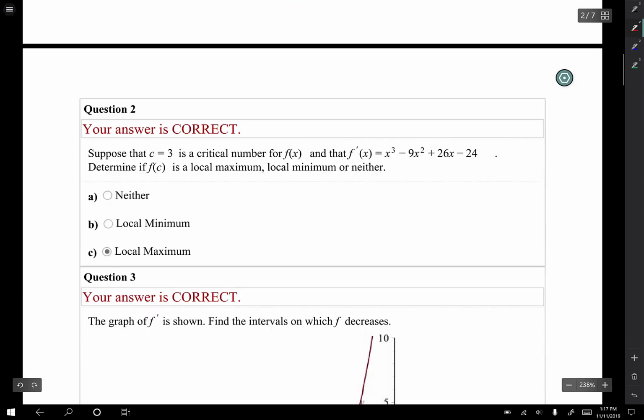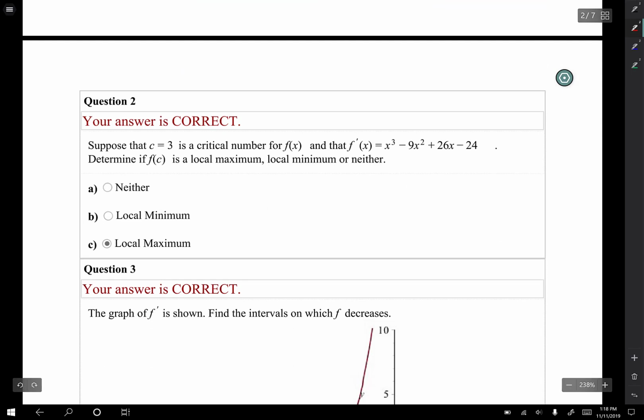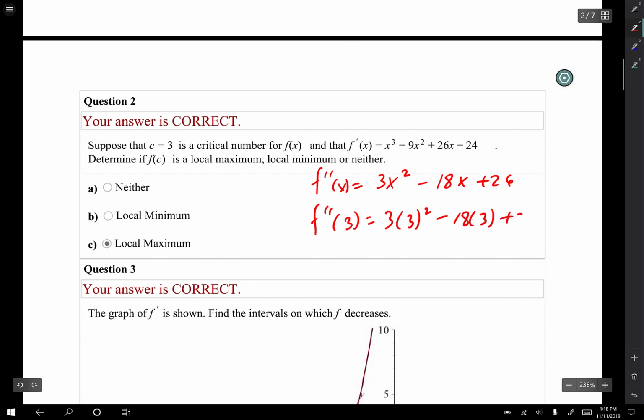On number 2, it says, suppose that c equals 3 is a critical number for f of x and that f prime equals that. Determine if f of c is a local max, local min, or neither. And yes, you could do a sign chart, but I'm going to do it even easier. I'm going to take a second derivative of this. So 3x squared minus 18x plus 26. And all you care about is whether it's positive or negative. So I'm going to plug in 3. So 3 times 3 squared minus 18 times 3 plus 26.